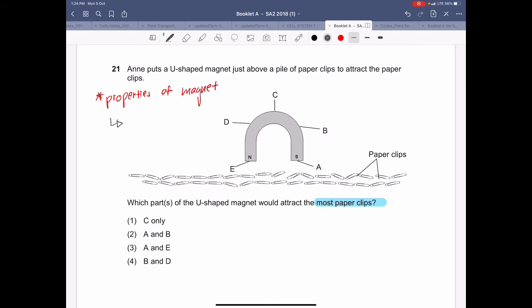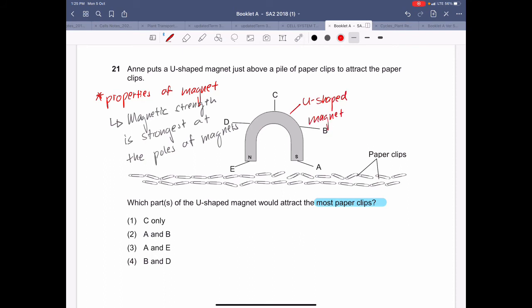magnetic strength is the strongest at the poles of magnets. Poles are like the ends of the magnet. So in this case, for this U-shaped magnet, this is called a U-shaped magnet, just in case you didn't know.